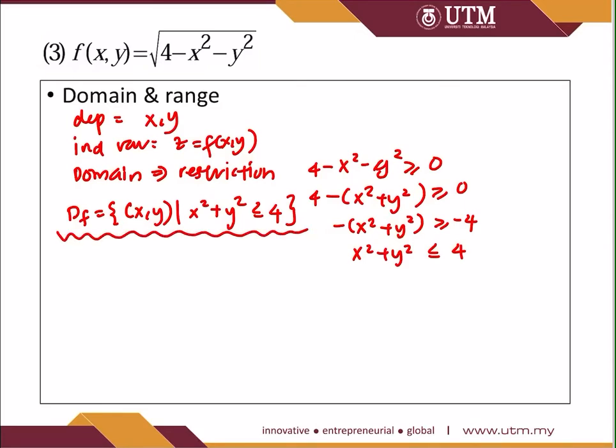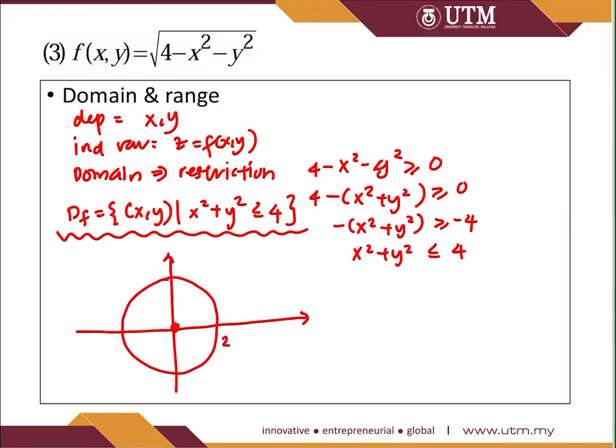Now how do we sketch the domain? We know that this is a circle with the center at (0,0) and the radius of 2, so it can be 2, minus 2, minus 2, 2. Since it is x squared plus y squared less than or equal to 4, it's obvious that we can just find the domain which is less than 4. So the radius is less than or equal to 2 in this case, because 4 is 2 squared.